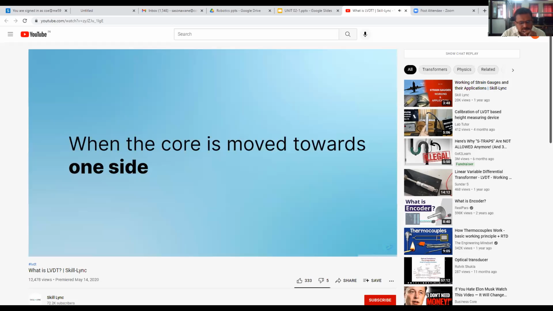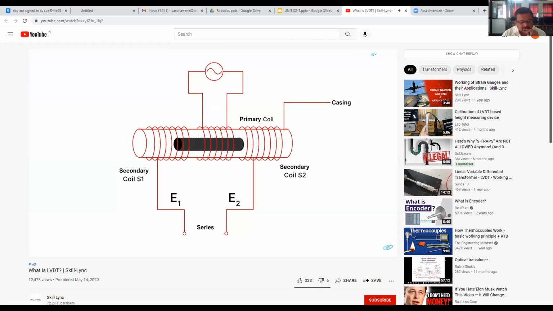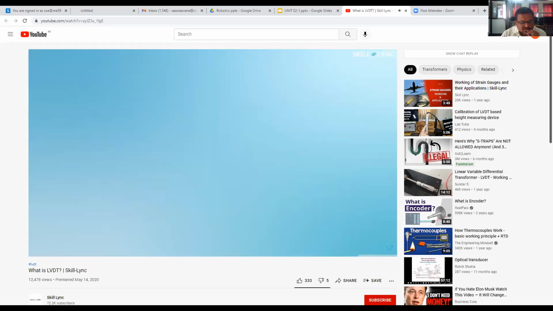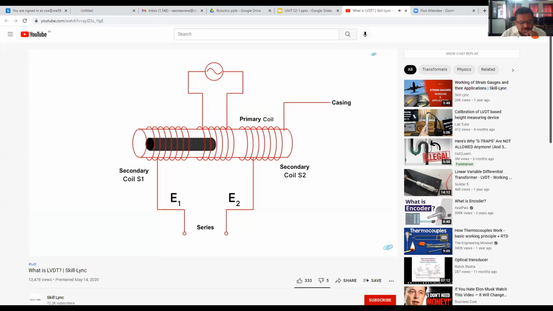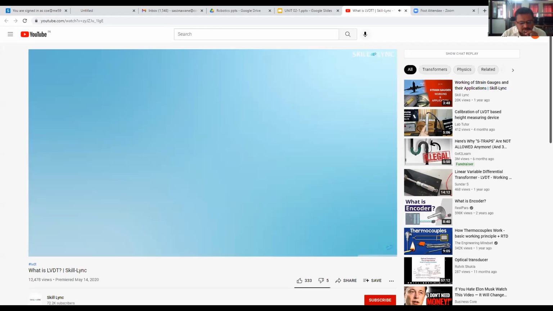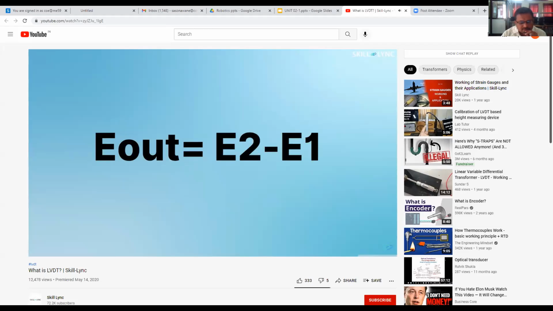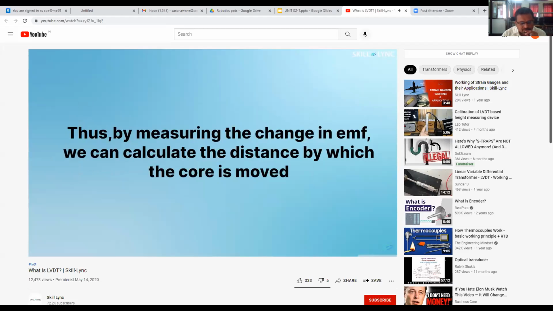Now, when the coil is moved towards one side, for example S1, the secondary coil becomes more strongly coupled than S2. This means that there is a larger EMF developed in S1 than in S2. The output of this is given by E out equals E1 minus E2. Conversely, when the core moves towards the secondary coil S2, the output is given by E out equals E2 minus E1. Thus, by measuring the change in EMF, we can calculate the distance by which the core is moved.